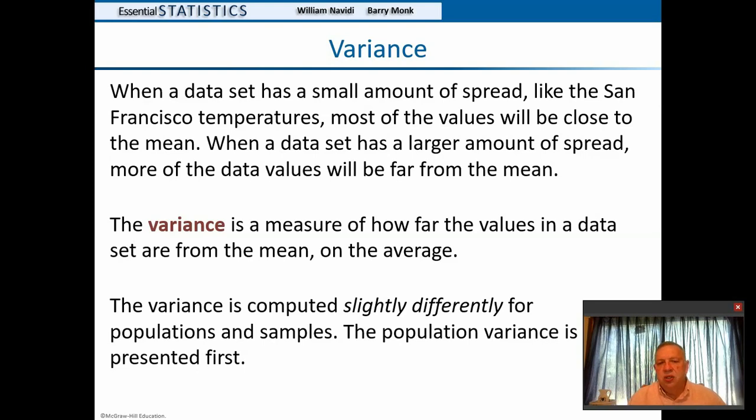So the variance is computed slightly differently for populations and samples, and the population is going to be done first. You're going to have to be really careful with this to understand, are you talking about population data or sample data? It is very close, except there's going to be one little parameter that we're going to have to tweak in there.